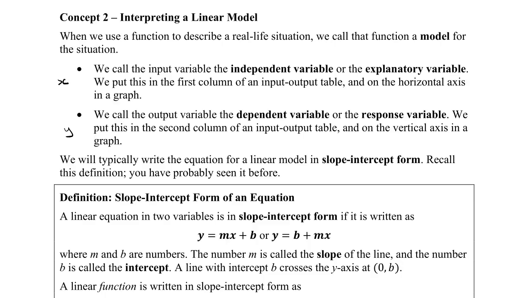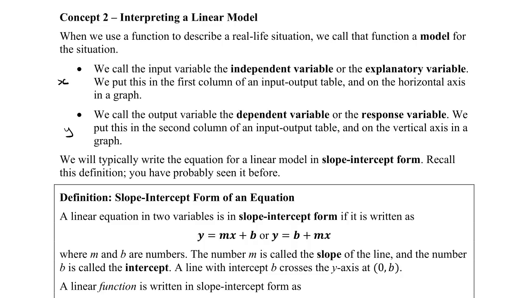We call the input variable the independent or the explanatory variable. We put the independent variable in the first column of an input-output table. We put it on the horizontal axis on the graph. The output variable we call the dependent variable or the response variable. We'll put that in the second column on the vertical axis on a graph.